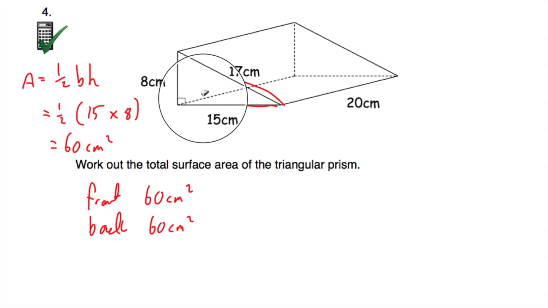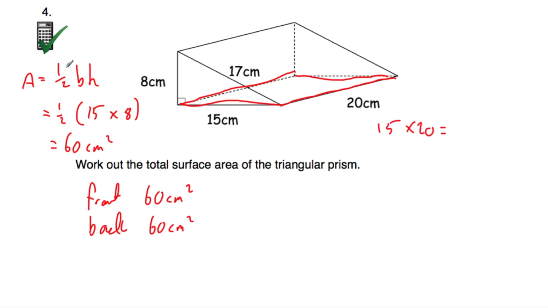Now let's have a look at the base. And that base is a rectangle. If you have a triangular prism, the base of it will be a rectangle. And in terms of that rectangle, it's got a width of 15 centimeters and a length of 20 centimeters. So if we do 15 times 20, and it's a calculator question, so you could type that into your calculator if you wanted to, and 15 times 20 is equal to 300. So that means the area of the base is equal to 300 centimeters squared. So that's the area of the base.